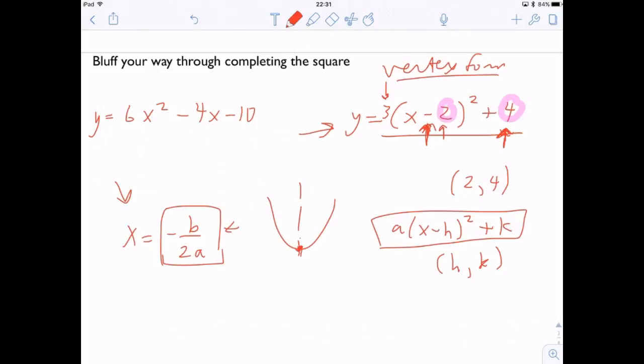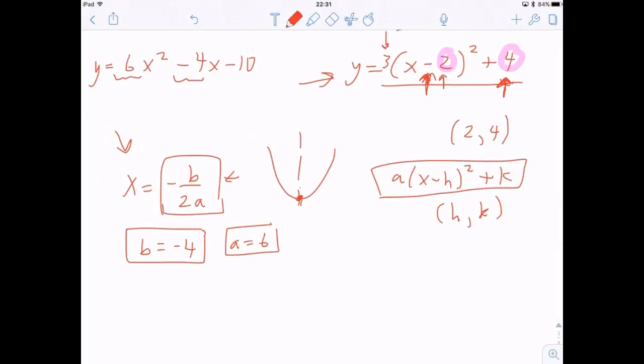So what's b? b is negative 4, like we saw in the last video. Negative 4 is the b value, and the a value is 6. Now we're going to substitute that in there. We're going to put b equals negative 4 and a equals 6, and then we're going to find out what the x-coordinate is of the vertex. Negative of minus 4 divided by 2 times 6, and that will give us positive 4 divided by 12.